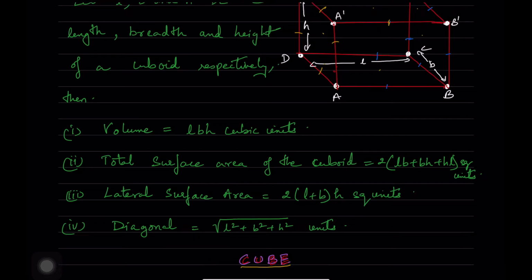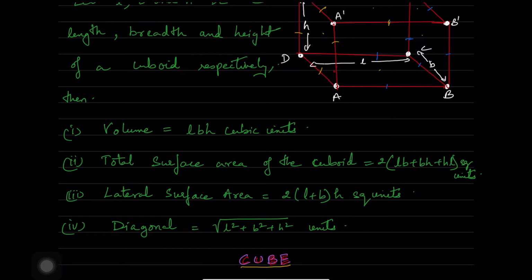Lateral surface area is only the 4 walls we are taking. Suppose you're taking a room, you're not going to take the top and the bottom. The roof and the ground you're not going to take. So you're going to only consider the 4 walls. That is, the area of 4 walls of a room is the same as lateral surface area, which is equal to 2 into L plus B into H square units.